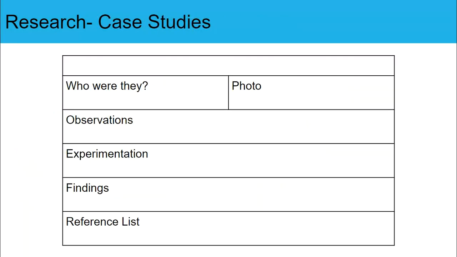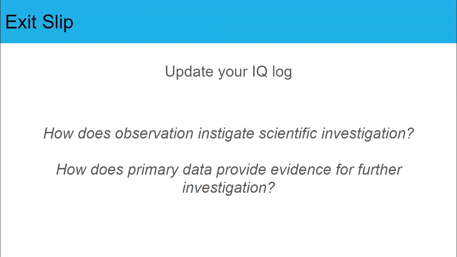For each of the case studies that we're looking at today, there will be this table. So you can work in pairs to complete this table about the scientist, the observations that they made, the experiments that they then undertook, and therefore what they found out. And then we're going to include our reference list at the bottom there to practice referencing. So you can pause the video now and complete those 3 case studies.